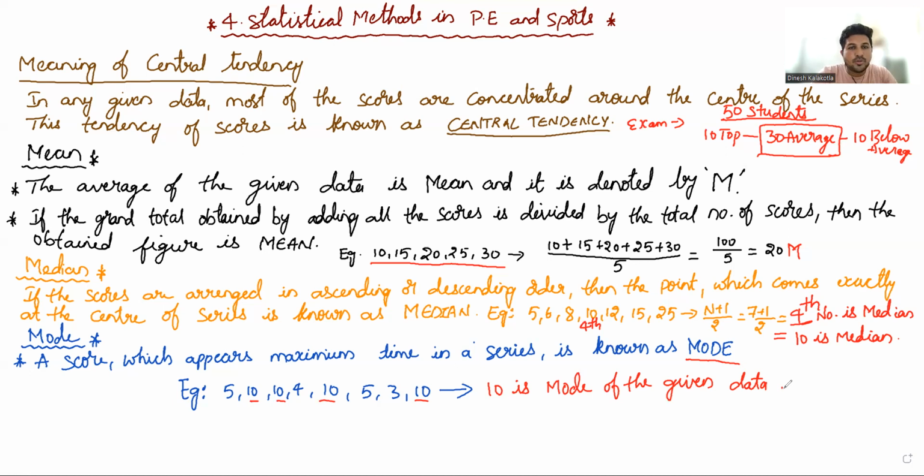In any given data, most of the scores are concentrated around the center of the series. This tendency of scores is known as central tendency.